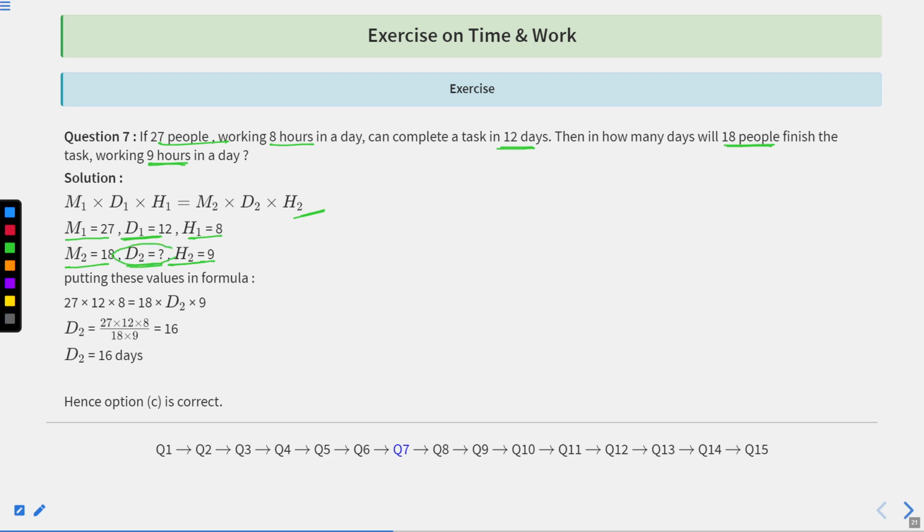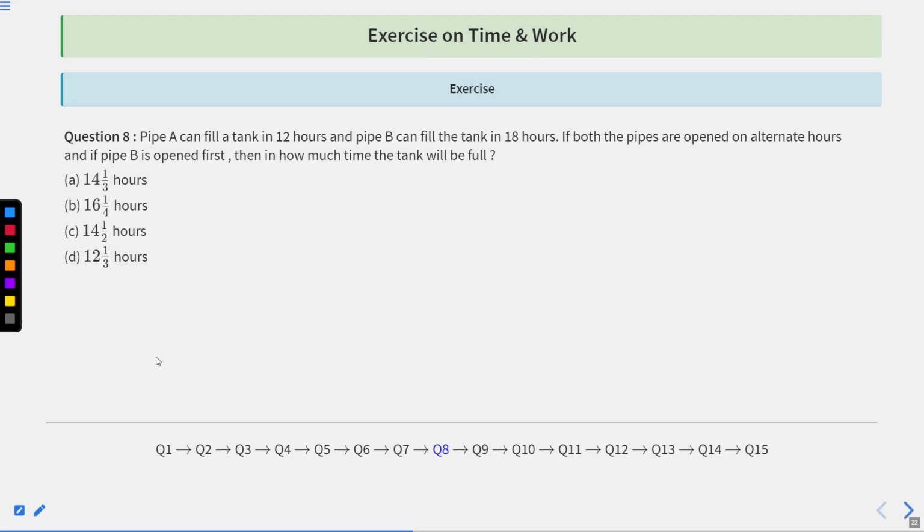So d2 is unknown. Now just put these values in the formula. It will be 27 times 12 times 8 equal to 18 times d2 times 9. When you simplify this, you will get d2 equal to 16. So the number of days that will be required is 16 days. So the correct option here is option C.